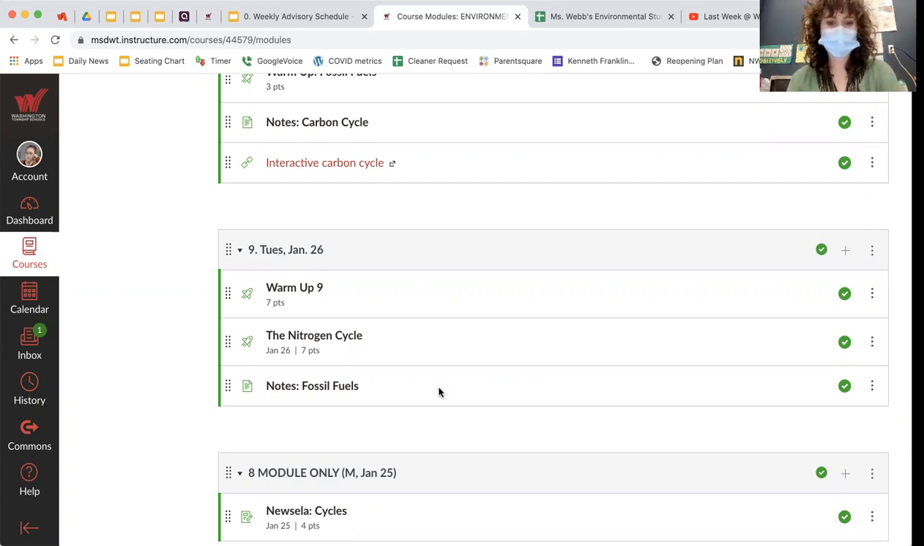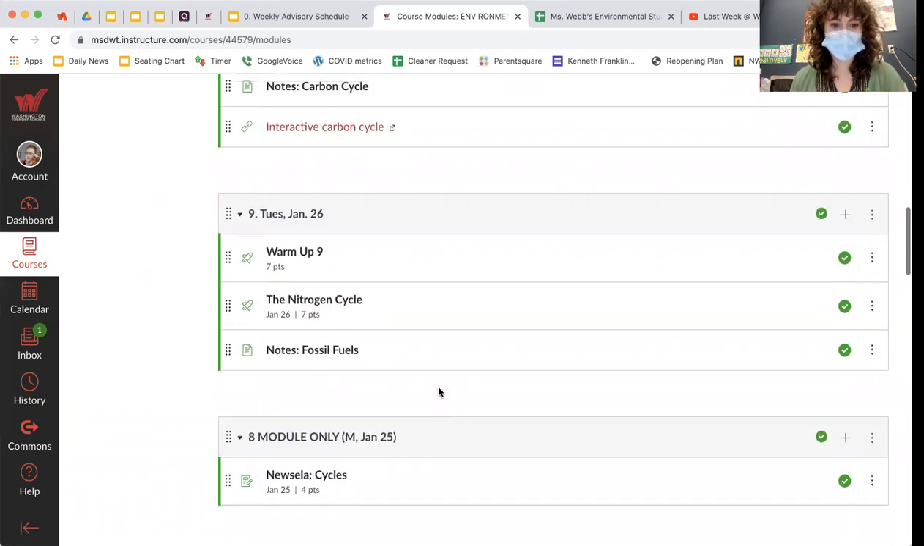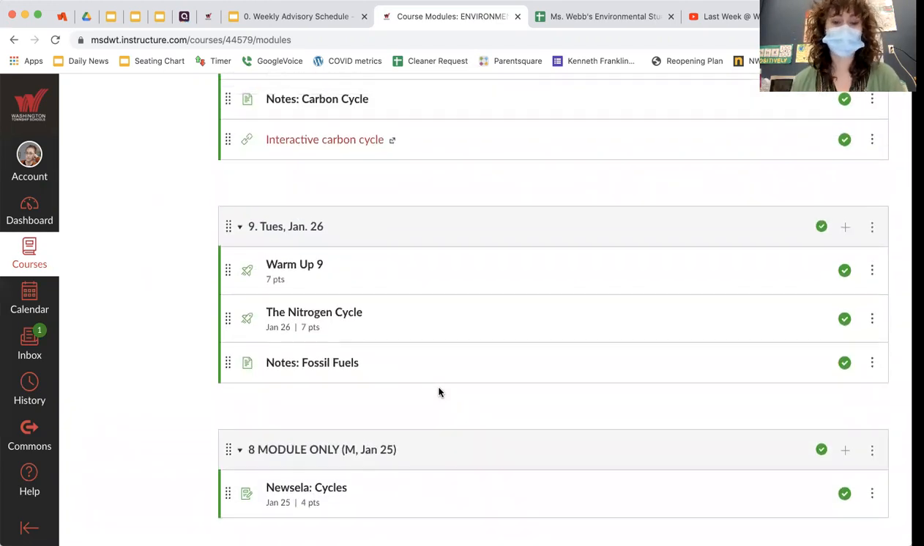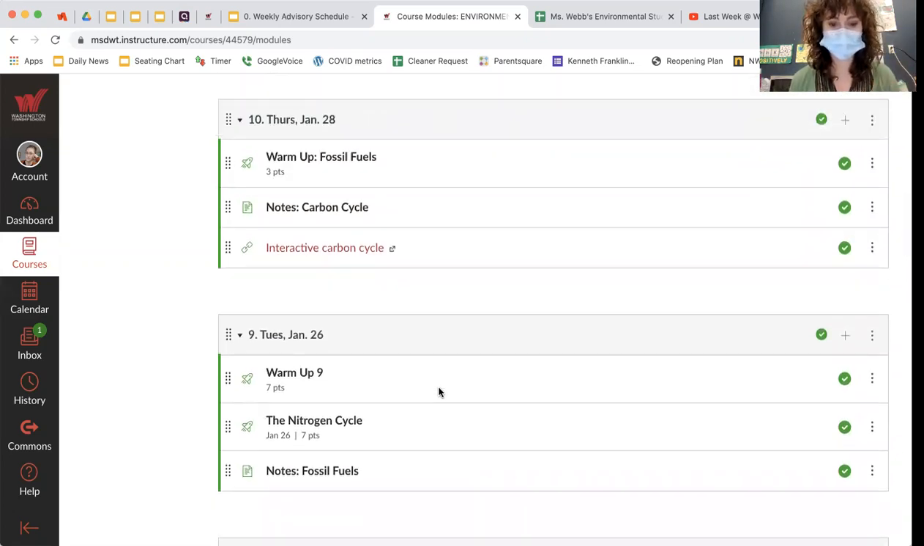Once you've done that, in this module, we're going to review the nitrogen cycle, which we learned about last week in Module 7. And then we're going to take notes on fossil fuels. So we're going to learn about fossil fuels, coal, oil, and natural gas so that we can understand how they fit in with the carbon cycle, which is Module 10.